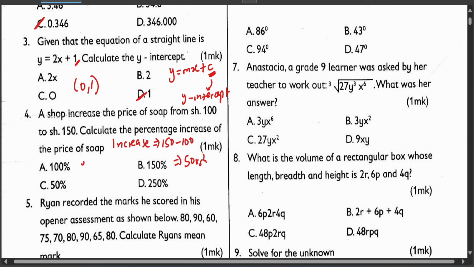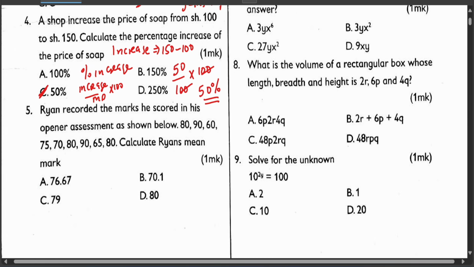So percentage increase watafuta vipi? You take your increase, divide by the original price, multiply by 100. So utachukua 50, 50 chako hicho faida ndogo, lakini 50 divide by ile original price, which is 100. Original price hapo ni 100, multiply by 100. Hii 0 inatoka tabakiwa na 50%. So mwongeza 50% to increase hiyo percentage increase.